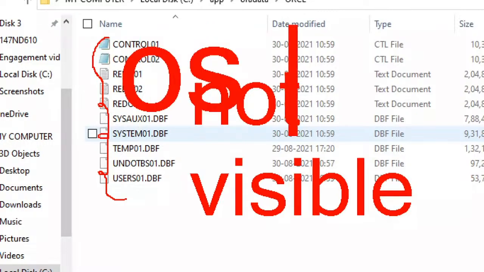Very, very important. Tables are not visible in the C drive, D drive like that. Views are not visible in the C drive, D drive, E drive like this. Indexes, functions, procedures are not visible either.